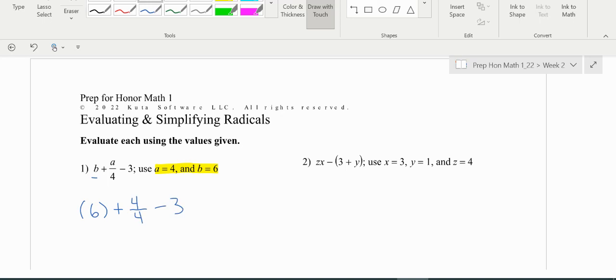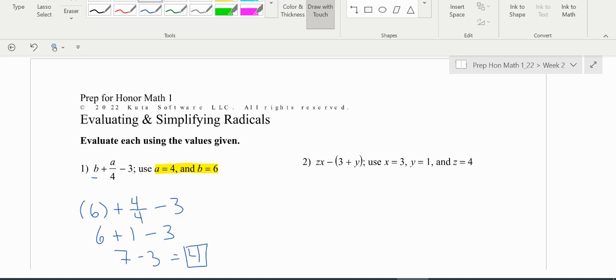So you can do this a couple of different ways. One, you can actually just evaluate using the straightforward order of operations. So this would be 6 plus 1 minus 3. And then addition and subtraction, you'd go from left to right. So 7 minus 3, or you would get 4.